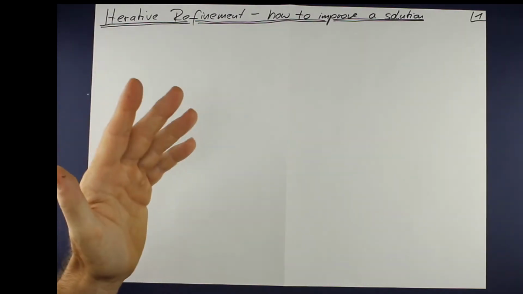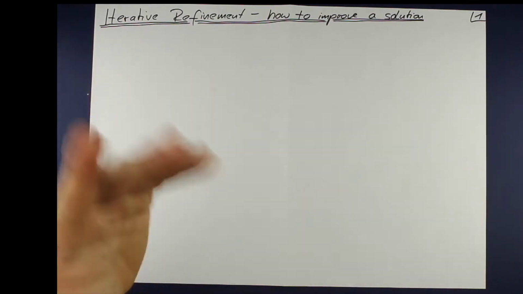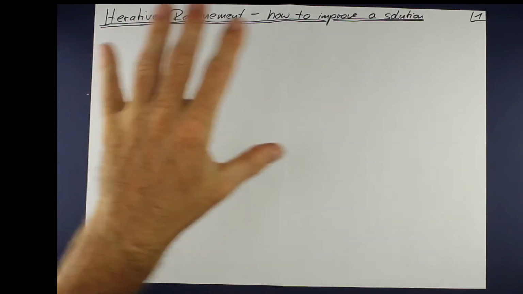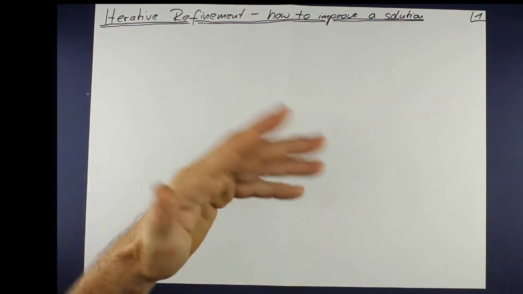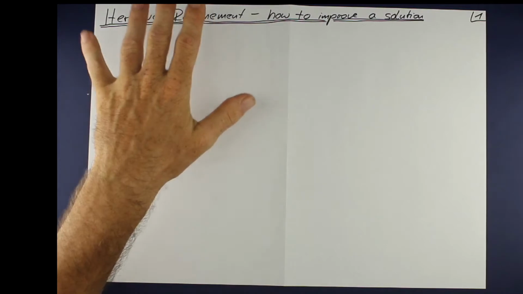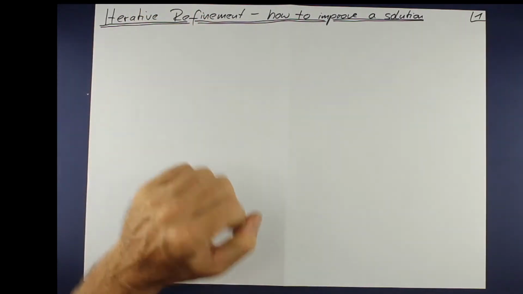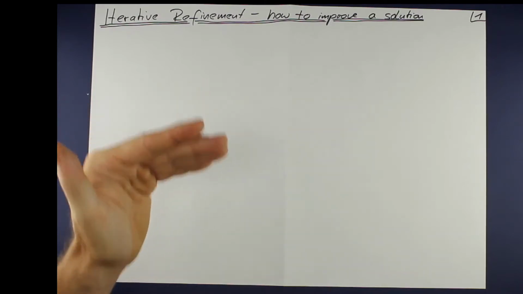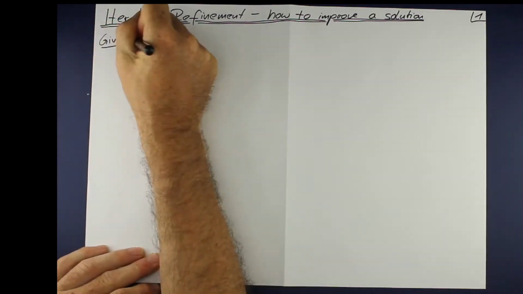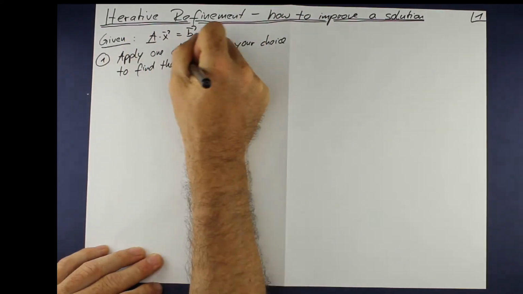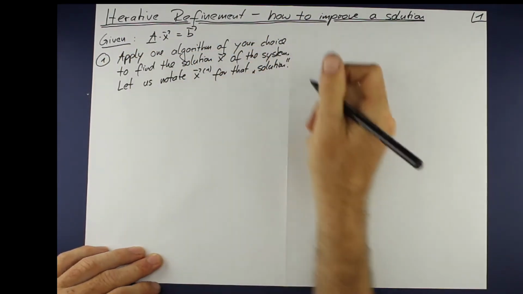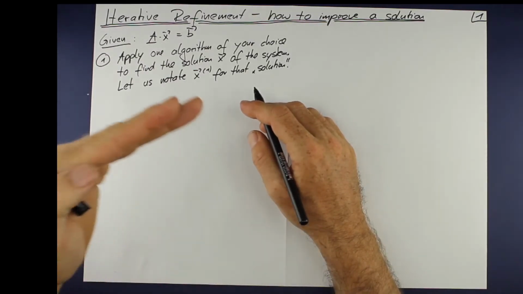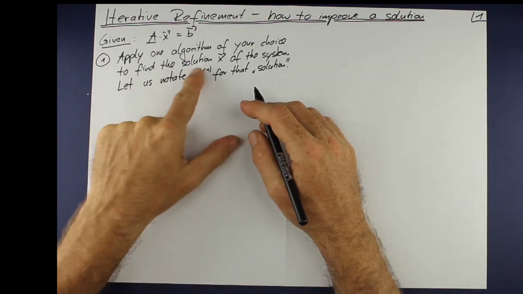We introduced LU decomposition, column pivoting, total pivoting, QR decomposition, iterative methods. These were all solvers for a system of linear equations. Now we will use one of these solvers and then we try to improve that solution, the produced solution. What is the idea of that? Apply one algorithm of your choice, for example LU decomposition with column pivoting, and then you will find a solution.